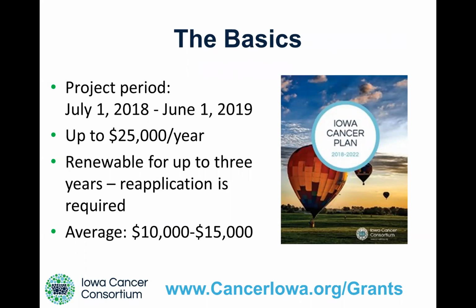Your cancer plan grant application must specifically relate to at least one goal and action step from our new plan. The project period for our applicants will run from July 2nd of 2018, so that date is wrong, I apologize, through June 1st of 2019. You can apply for up to $25,000 in funding, and there is no minimum application amount. Our average grant usually ranges from $10,000 to $15,000. The more funding you request, we do ask that you provide more evidence to show the need for your project and how effective it will be for that amount of funding.